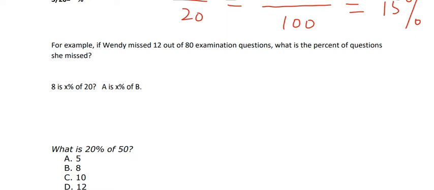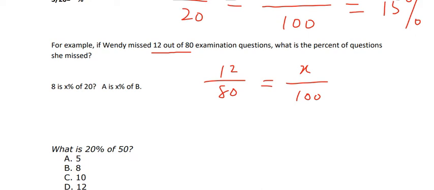Usually we're talking about A is which percentage of B. For this one, let's see, 12 out of 80. So among 80, 12 missed. So what is the percentage missed? This is just 12 over 80, right? So we want to change it into x over 100. Changing 80 to 100 is not so easy, right? So we just regard this as a division, 12 divided by 80.